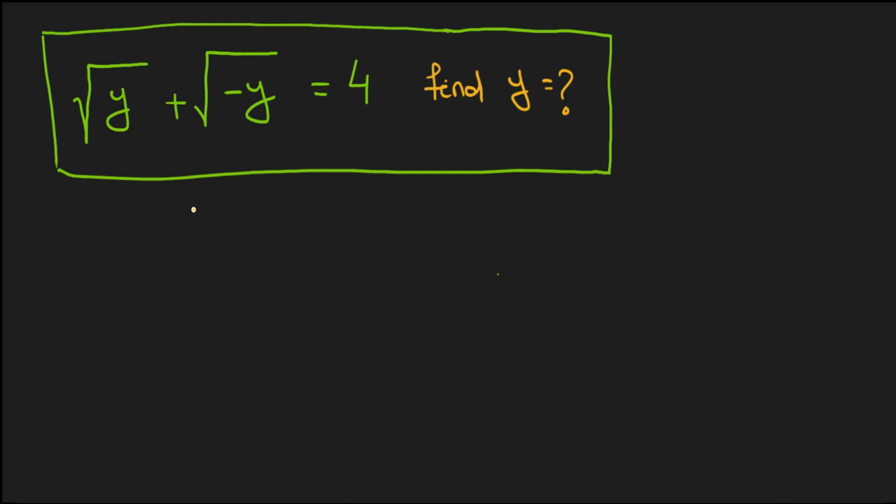Today we are going to solve a very nice Math Olympiad question, where the question is: if square root of y plus square root of minus y is equal to 4, we need to find out the value of y. Let us write this equation as square root of y is equal to 4 minus square root of minus y.